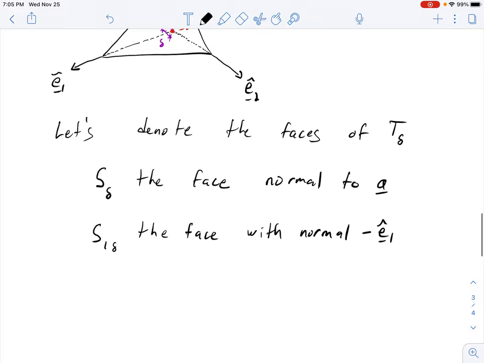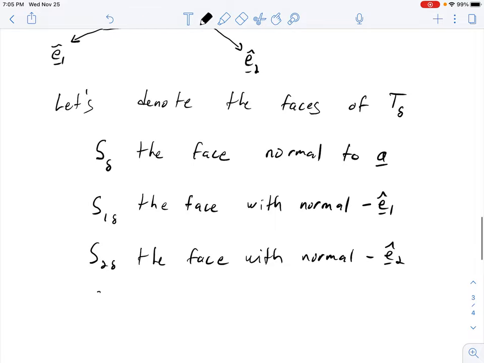And the same thing, S2 delta, the face with normal minus E2. And so this is, of course, outward normal. And finally, S3 delta.